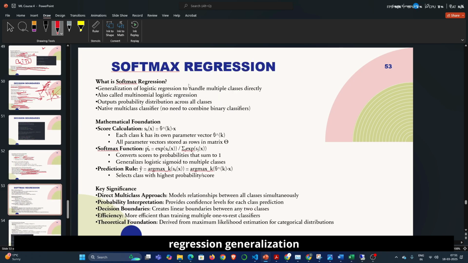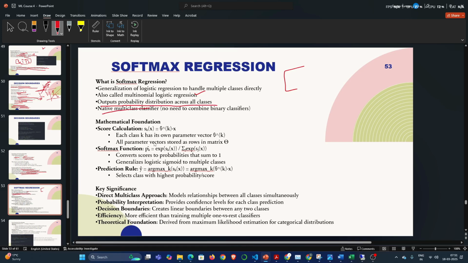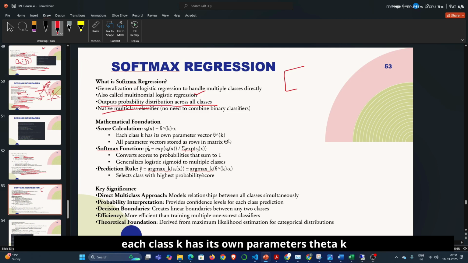So, to optimize segregation, softmax regression generalizes logistic regression to handle multiple classes directly. Multiple classes means three or more than two. It is also called multinomial logistic regression. The output is a probability distribution across all classes, making it a native multi-class classifier. Each class K has its own parameters theta K. Its formula is like this.